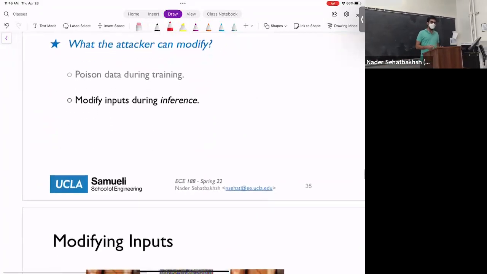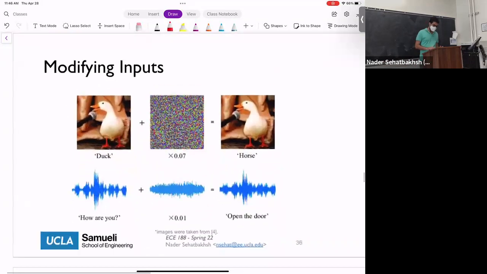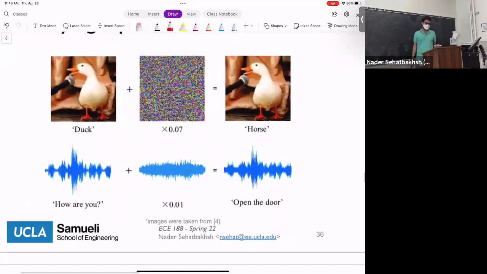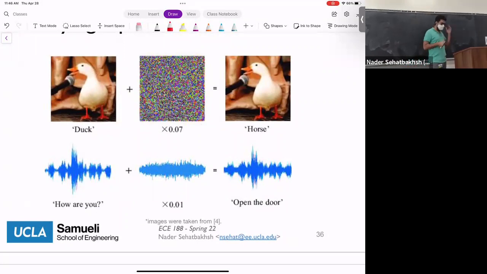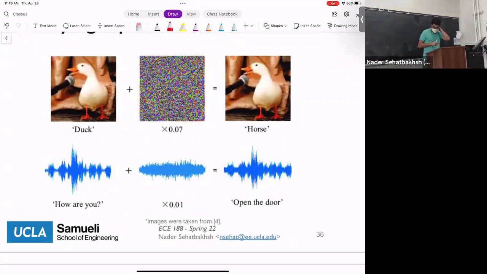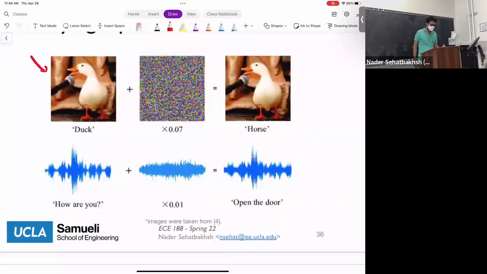There's a second one called evasion attacks, which is the attacks during the inference. Okay? And the attack during the inference is more straightforward than the poisoning attacks. So basically, this is how it works. Let's say you have a legitimate input. So let's say in this case, it's a dog.